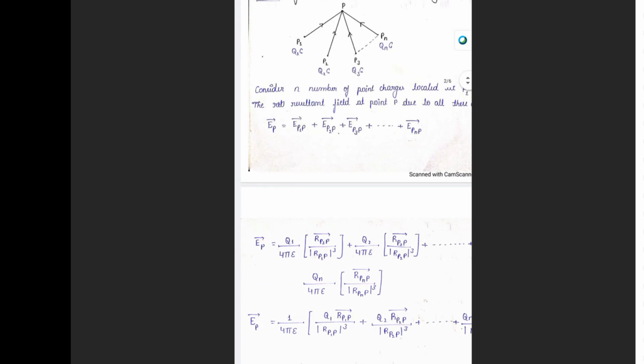So like this, you can calculate the resultant electric field intensity due to n number of point charges, which are located at different points P1 to Pn, and we are calculating the field at the point P. And then for each one, you apply the electric field expression. So what is the expression for E P1P? What is the charge located at P1? It is Q1. So it will be Q1 by 4 pi epsilon, what is the vector? R P1P divided by magnitude of R P1P the whole cube. Similarly, you can write for the second until the last, E PnP.